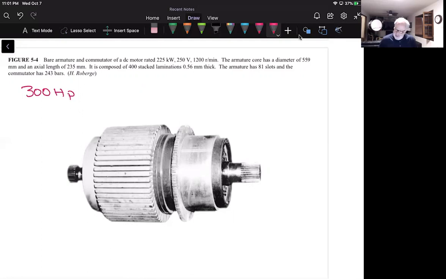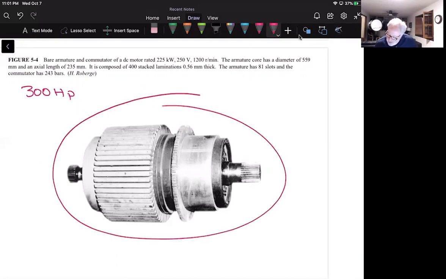And it's given a couple of looks to us here. Of course, we're looking at it here, and it's kind of hard to see that in perspective, but that would be a diameter of 559 millimeters, or almost half a meter. So that's a large motor. And it talks about some of the particulars. There's some things that we know right off the bat. It has 81 slots, right? So it must have 81 coils and 81 commutator bars.